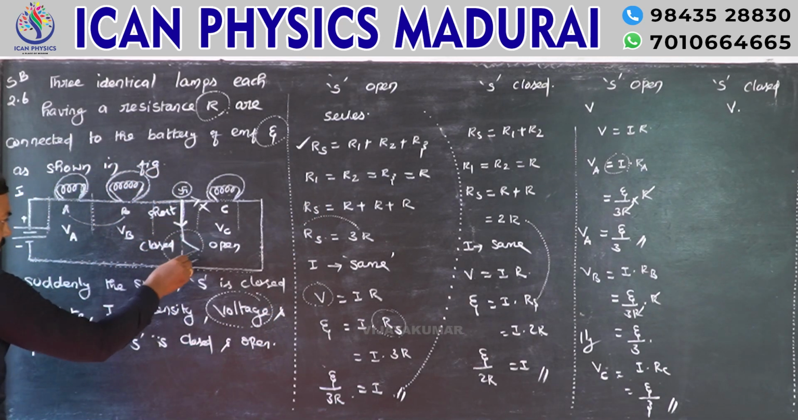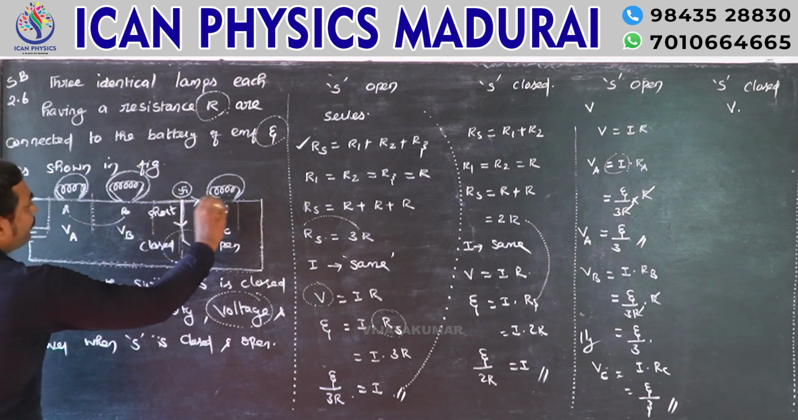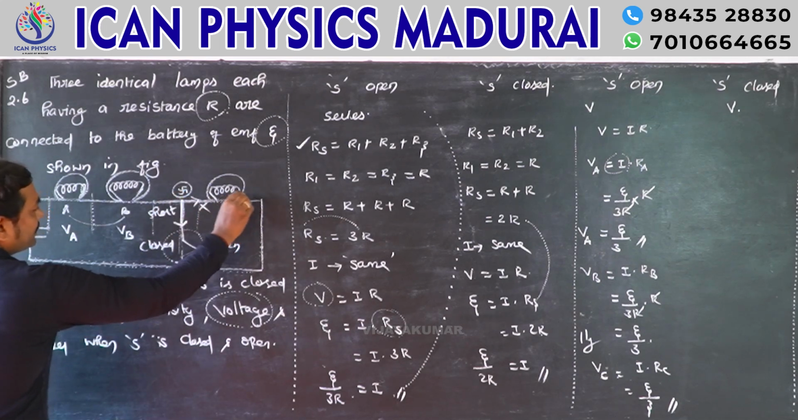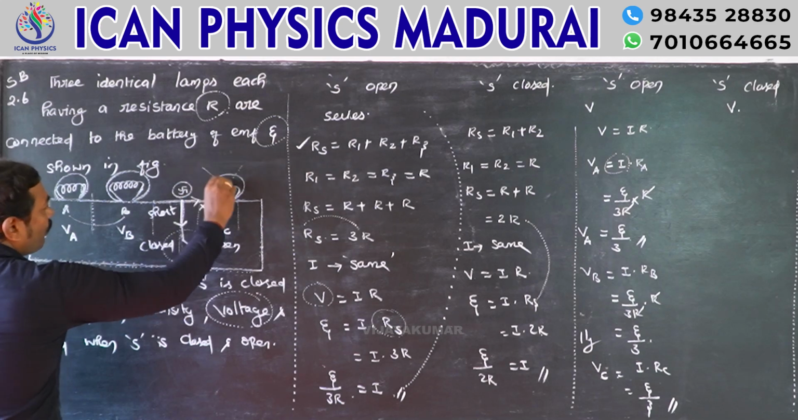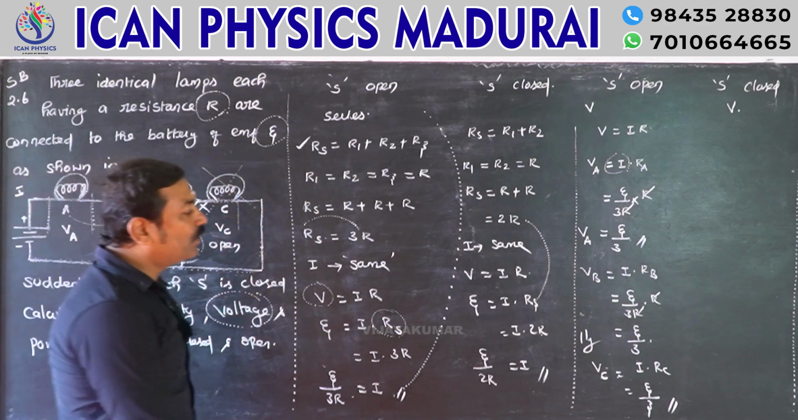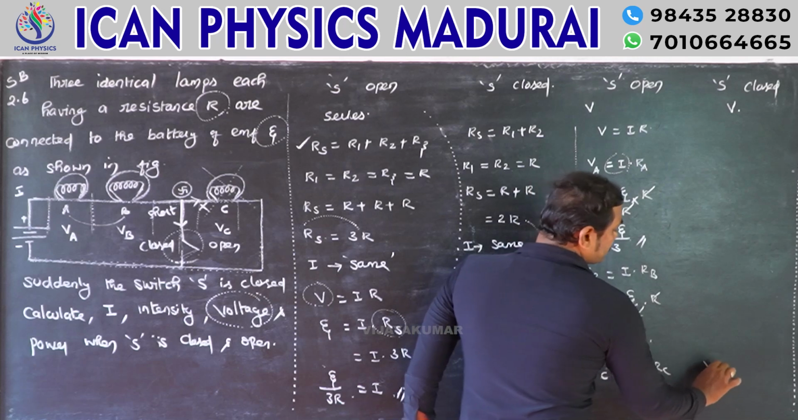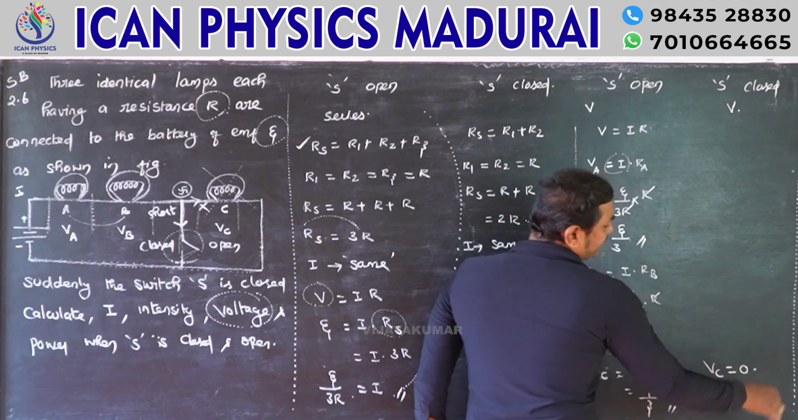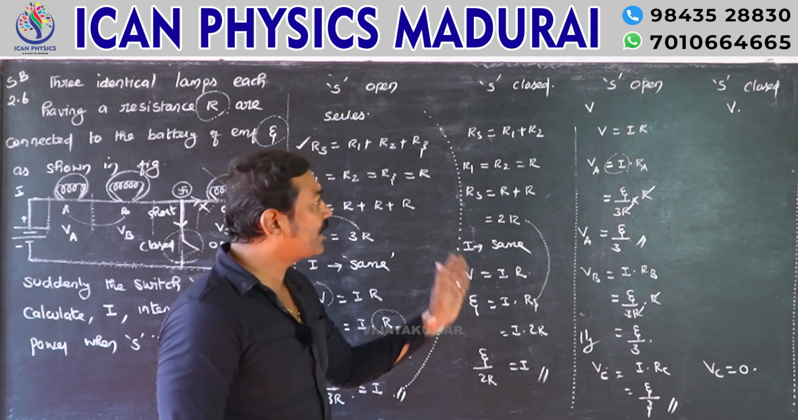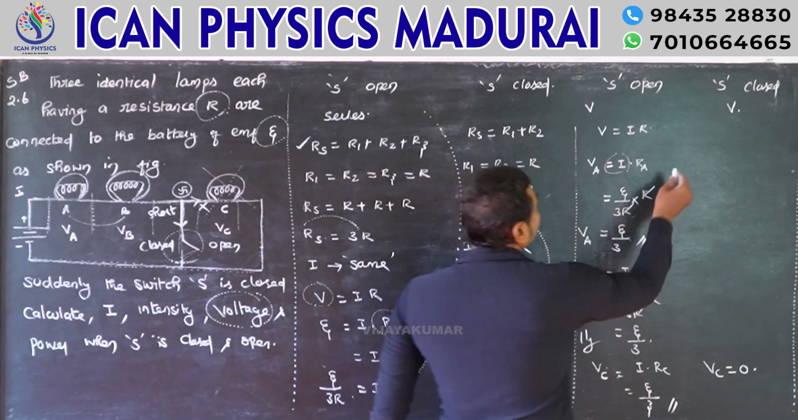Okay, then the switch is closed. When the switch is closed, no current will flow. When no current flows, there is no voltage drop. So the voltage drop across the third one, VC, is 0. Then we can go for the first case.